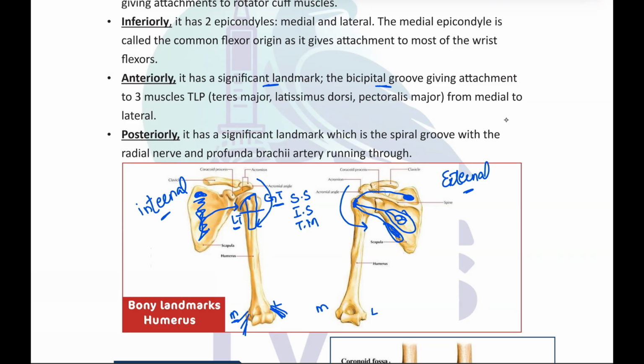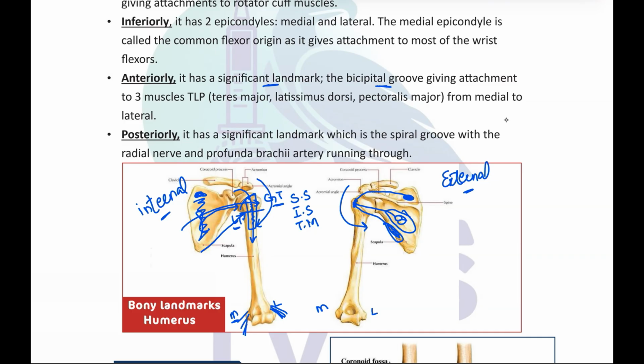Now in the floor, there is going to be attachment of the latissimus dorsi. On the lateral lip of the bicipital groove, there is going to be the attachment or insertion of the pectoralis major muscle, and teres major is going to insert on the medial lip. Now, apart from these insertions of the muscles, the long head of the biceps also passes through this bicipital groove.